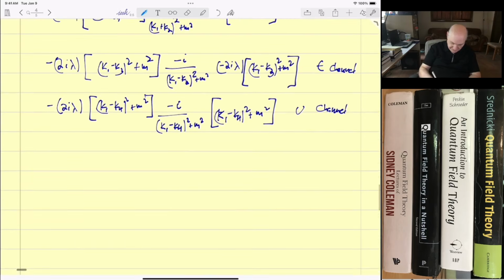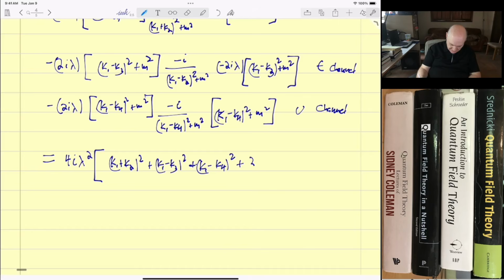Okay, so now if you add them all up, you're going to get 4I lambda squared times K1 plus K2 squared plus K1 minus K3 squared plus K1 minus K4 squared plus 3m squared.